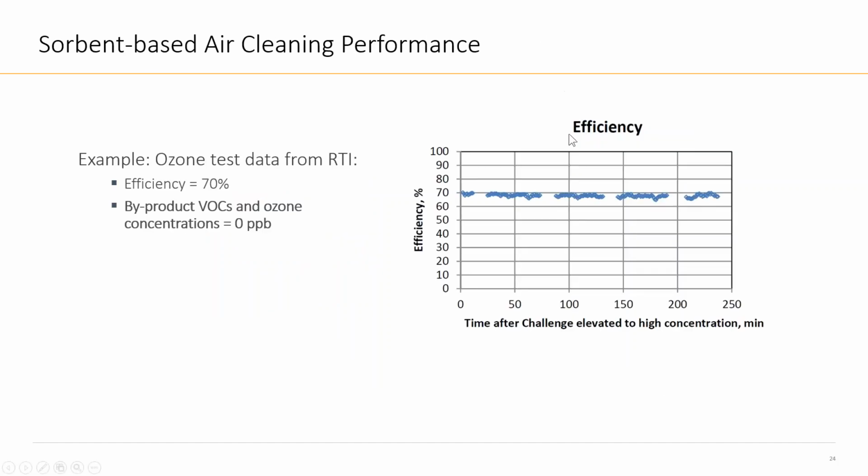Let me give you an example. This is the efficiency measured for ozone, taken from a third party, Research Triangle Institute. Basically, you challenge your product with a known ozone input concentration. In this case, it was 70 parts per billion. And then you measure before and after for a certain amount of time. You calculate the efficiency. This is how you should see it.